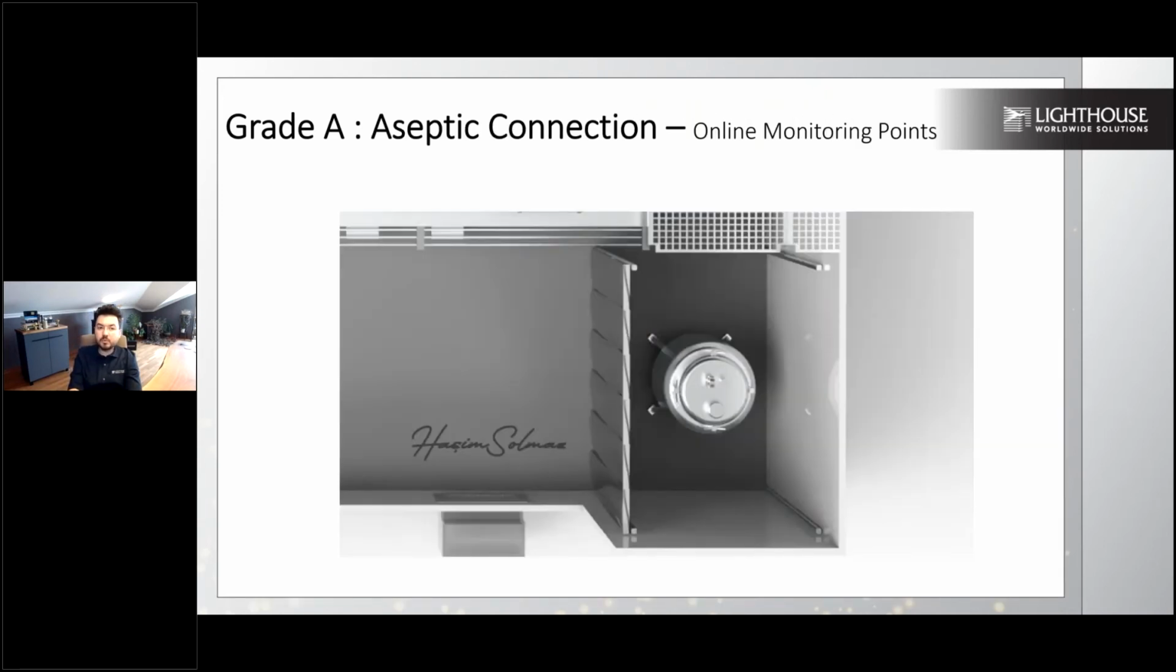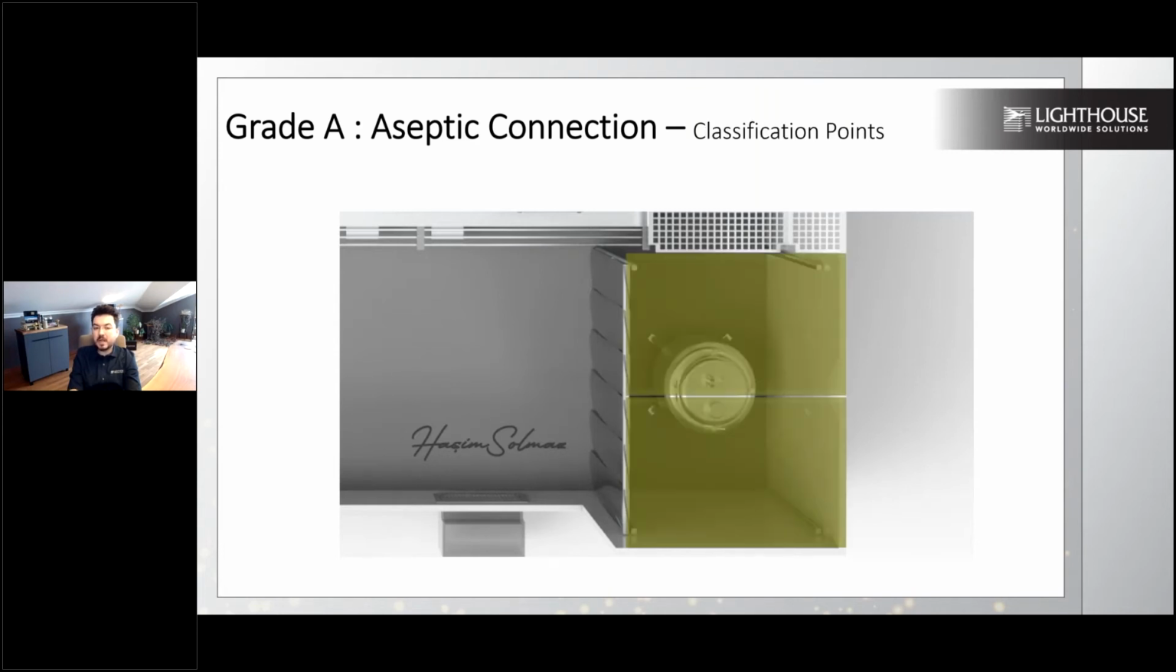And the online monitoring point for this aseptic manipulation location is here. And two sections. One will be directly at the same point. Two will be at the corner of the sample point.